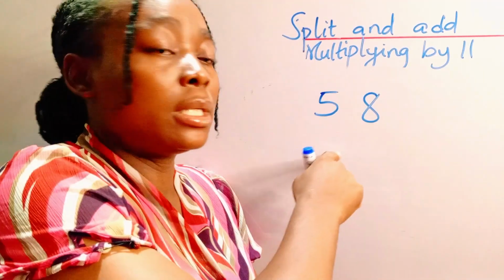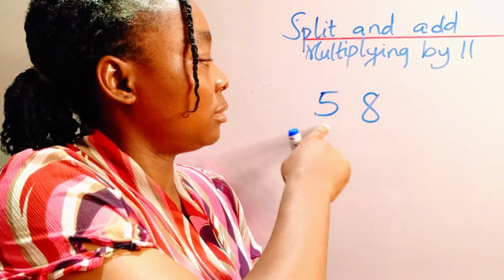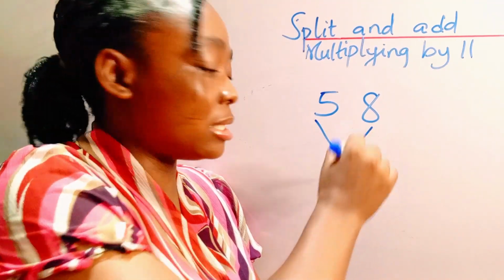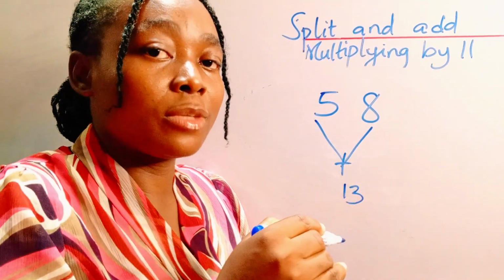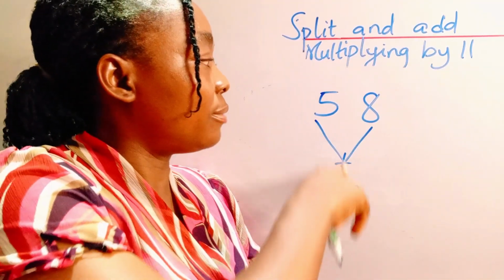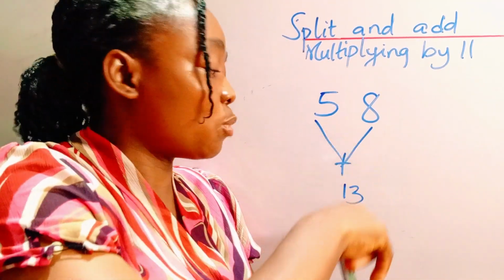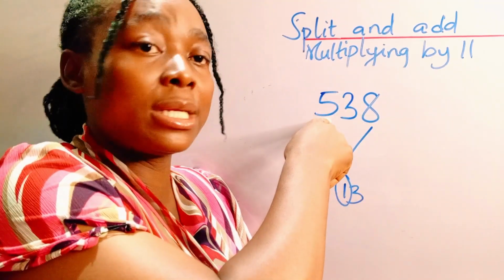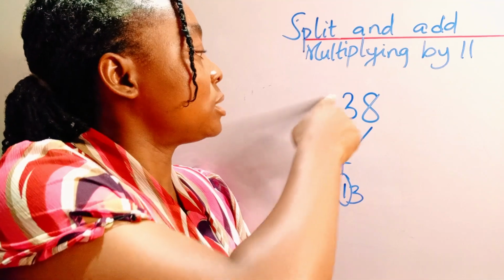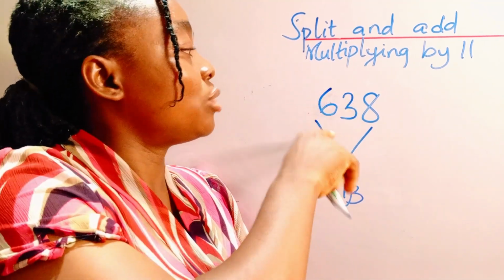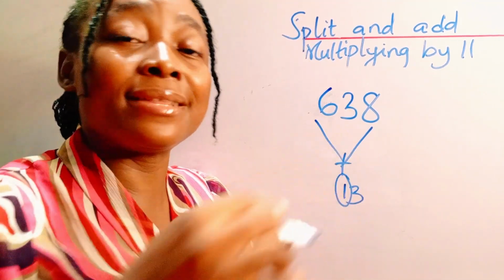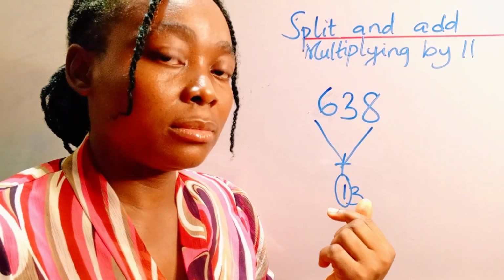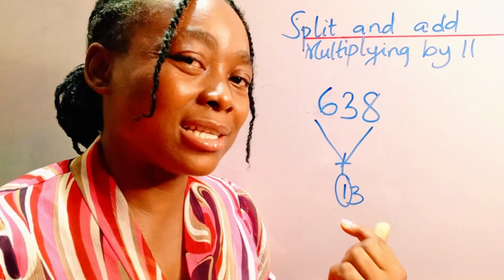Now, let's solve it. Now, split and add. If you split this and add up, 5 plus 8 is equal to 13. It gives us 13. Now, you cannot write the 2 digits in the middle. So what you do is, you write this 3 here, carry this 1 to this. So it becomes 6. So the answer will be 638. So if you forget to carry that other digit, you will not get the answer correctly.